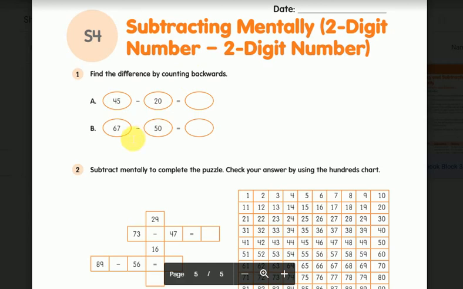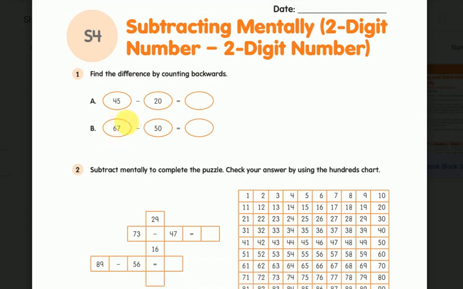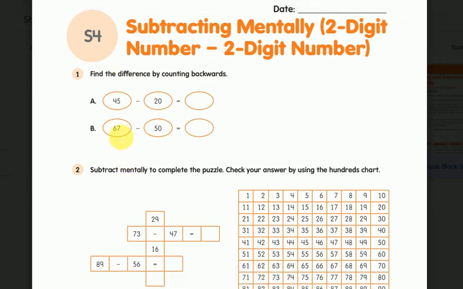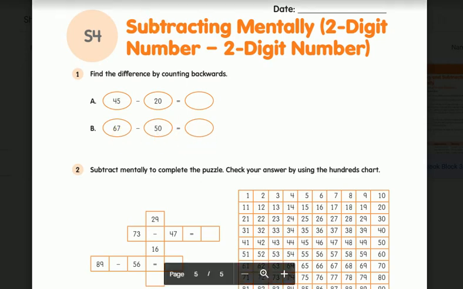In the similar way, start with a bigger number, 67 in your mind, and count backwards by 5 tens, because 50 has 5 tens, as 57, 47, 37, 27 and 17. So your answer will be 17.